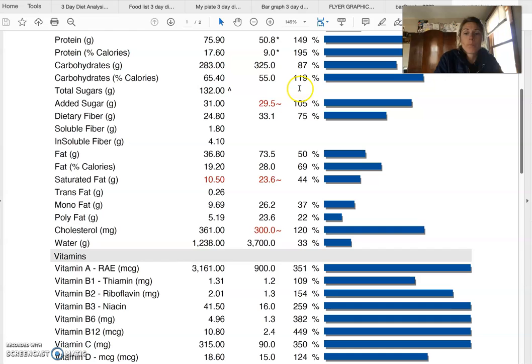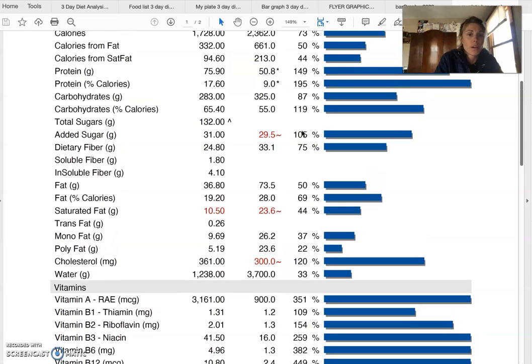Okay, so the red numbers on NutriCalc are those numbers that we should pay attention to. So there's a total sugars category. This is another thing that I thought was interesting. And then they've added this added sugars category. This was something new to NutriCalc within the last, I think it's been last year, maybe even last semester.